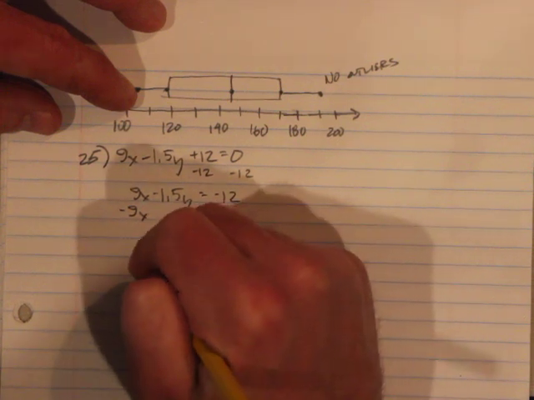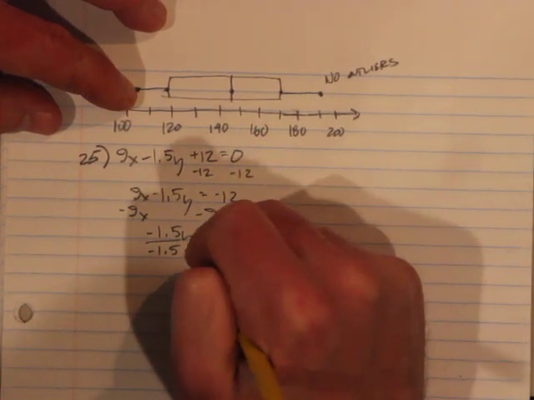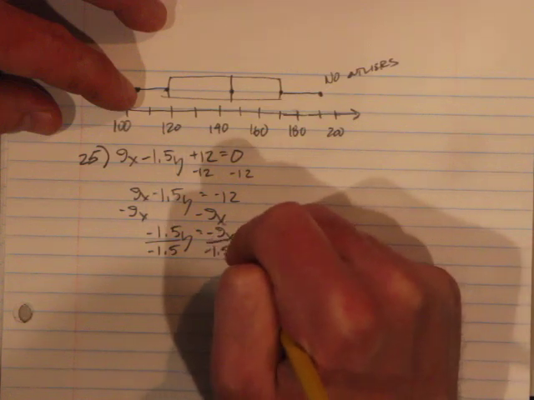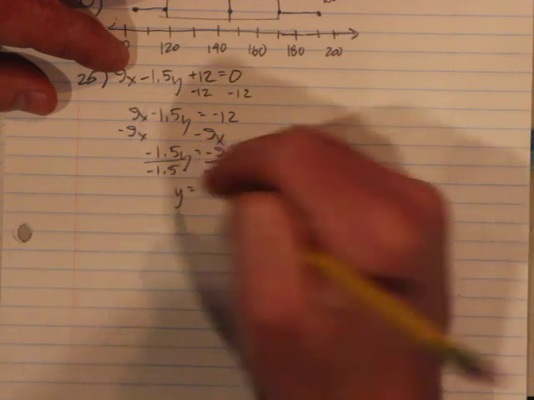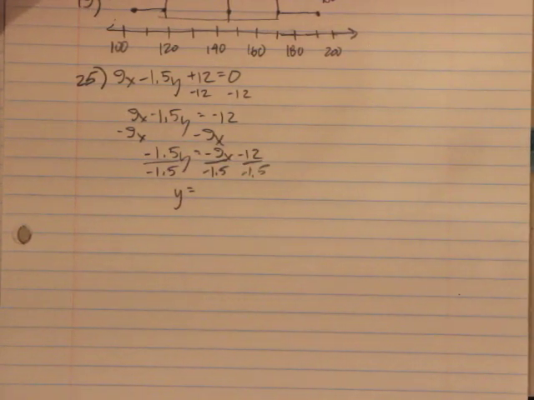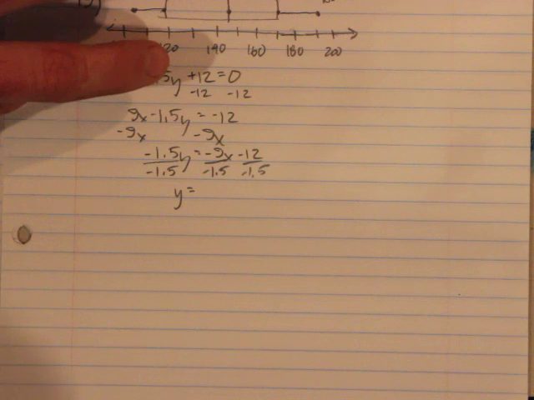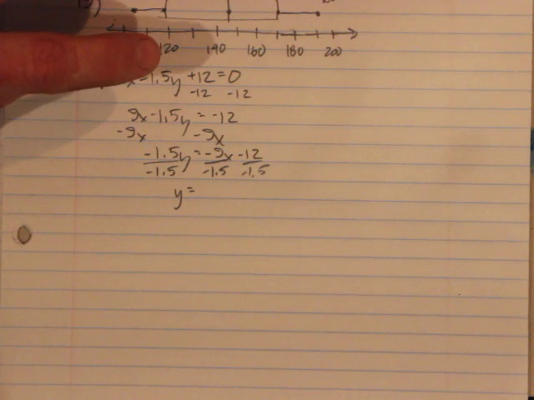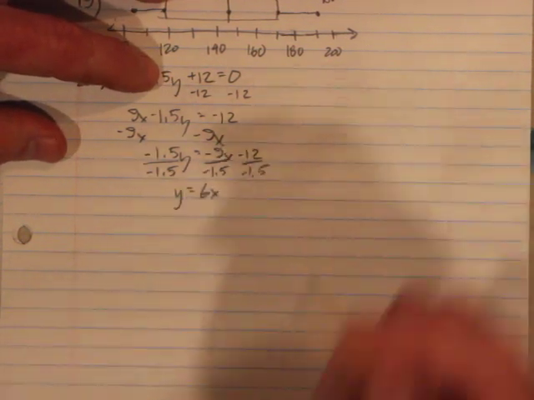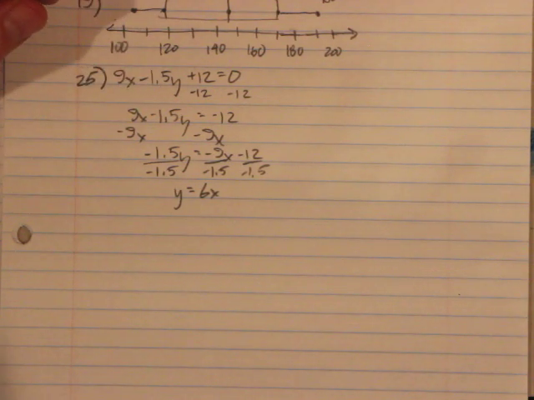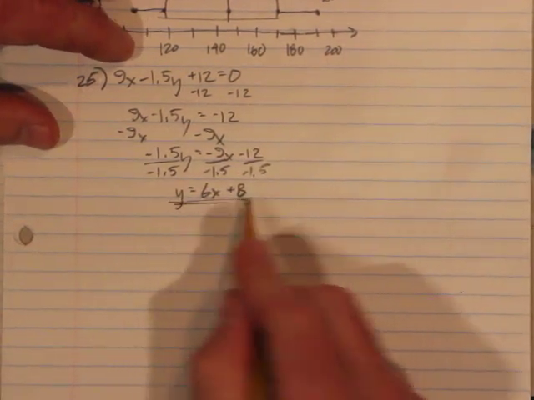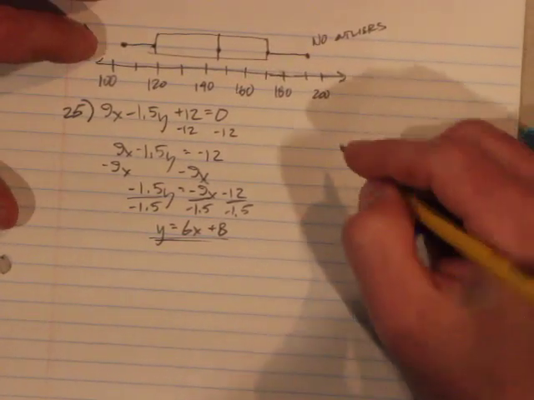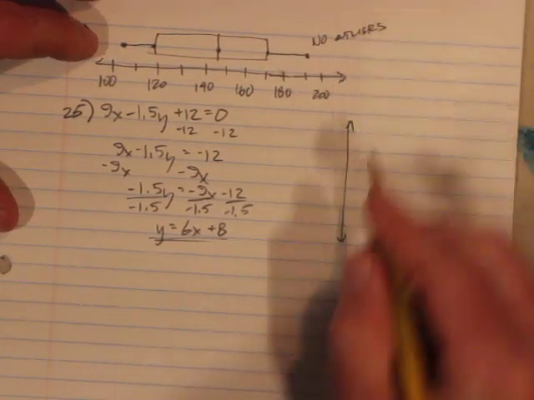Then I'm going to divide both sides by negative 1.5. When I do that, I've got to divide everything by negative 1.5. That gives me positive y equals negative 9 divided by negative 1.5, which gives me positive 6x. And then 12 divided by 1.5, or negative divided by negative, is going to give me positive 8. So here is my slope-intercept form. And here is my graph.